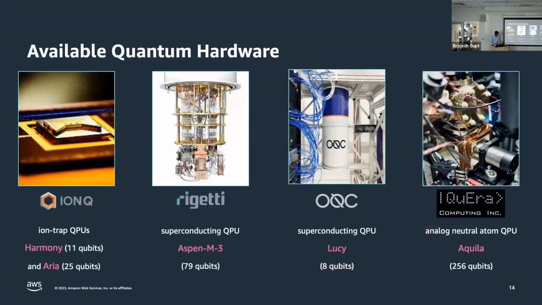Okay. So talking about available quantum hardware, currently we have 4 different kinds of hardware available. I'll show you more detail of these when we look at the AWS console. But to quickly mention, we have 2 devices from IonQ. There's Harmony and Aria. The Harmony device is an 11 qubit device. That's an older one. And the Aria device is a 25 qubit device. The Aria device is special in the sense that it has the capability of error mitigation.